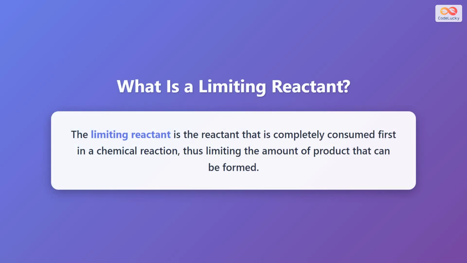Let's define what a limiting reactant actually is. The limiting reactant is the reactant that is completely consumed first in a chemical reaction, thus limiting the amount of product that can be formed. Once this reactant is used up, the reaction stops, even if other reactants are still available. This is why it's called the limiting reactant, because it sets the limit on how much product you can create. The other reactants that are left over are called excess reactants.